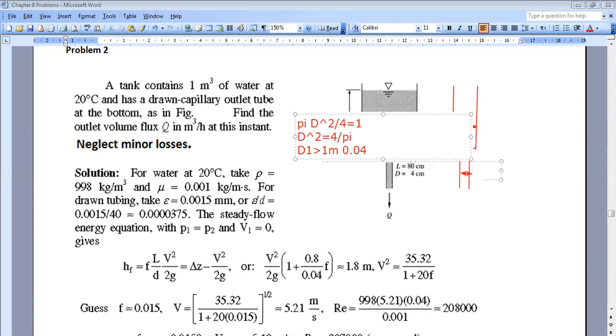You see how big the ratio is, and the ratio is proportional to d squared. You can say V1 over V2 equals D2 square over D1 square, which will be equal to D2 over D1, that is 0.04, squared, which gives 0.016. So its velocity is less than 1.6% from above compared to below. This is why we can neglect it here.